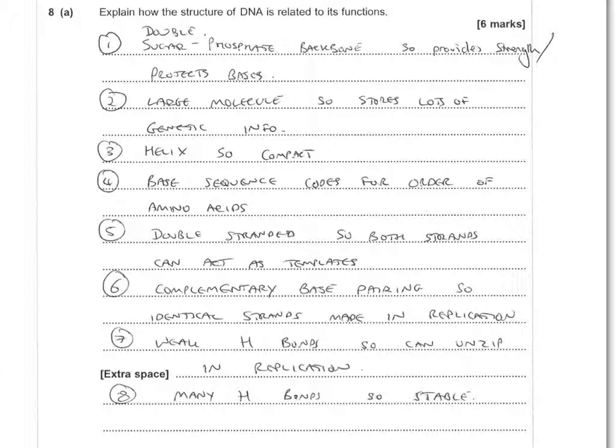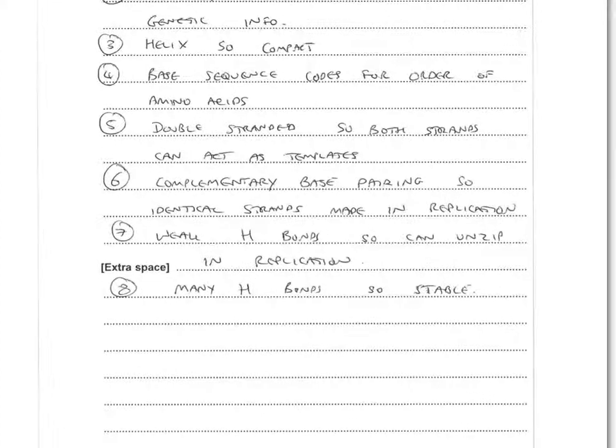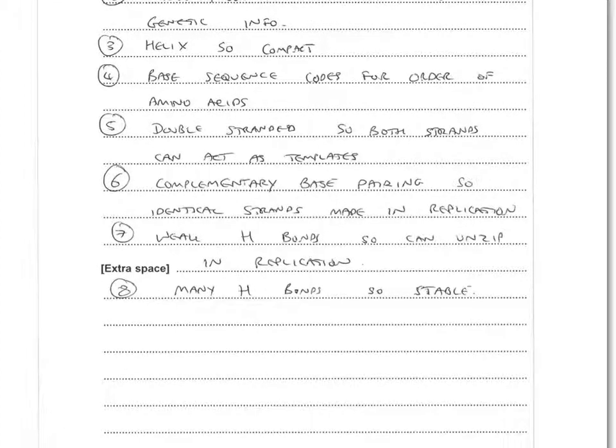Weak hydrogen bonds, so you actually need to be able to unzip and access the bases, so you can break the hydrogen bonds, accessing the bases for replication. That also allows protein synthesis as well. And you've got many hydrogen bonds, so it's a stable molecule.